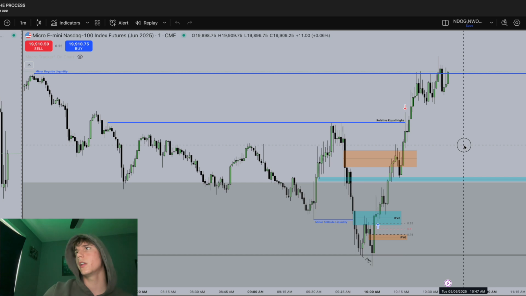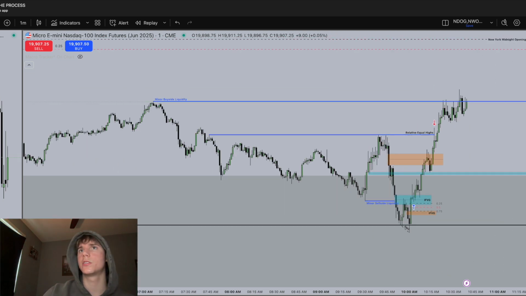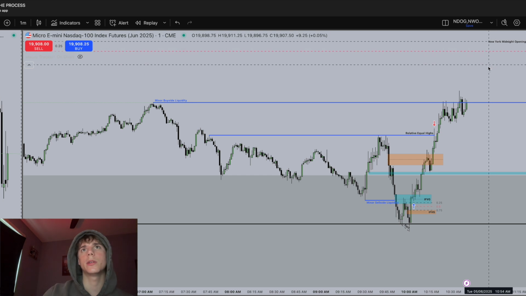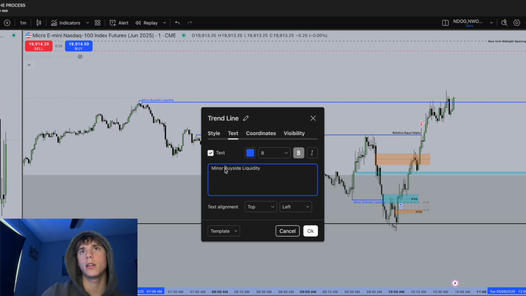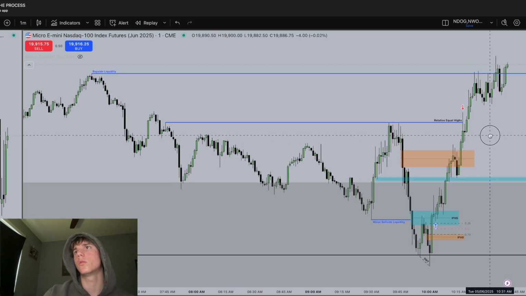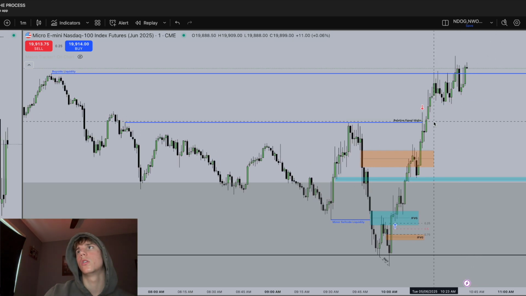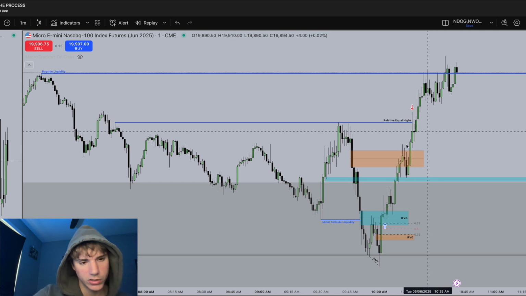Could have targeted London highs, which they're most likely going to get hit. This isn't really minor buy side. This is buy side of the morning. Could have taken a couple off here, one off there, and just left a runner up for London highs. Didn't want to be greedy this morning due to the fact that there's no news today.